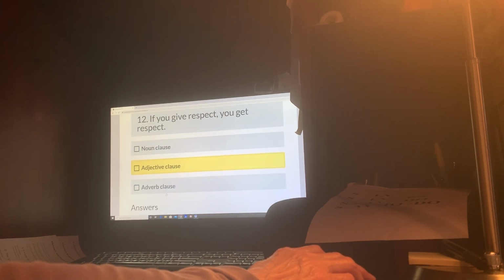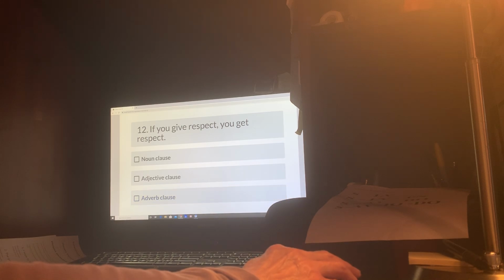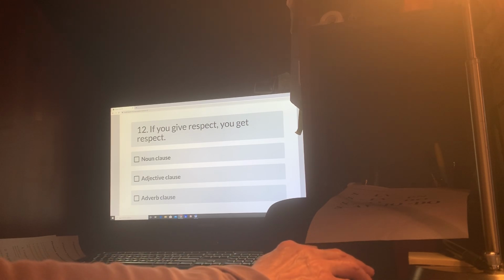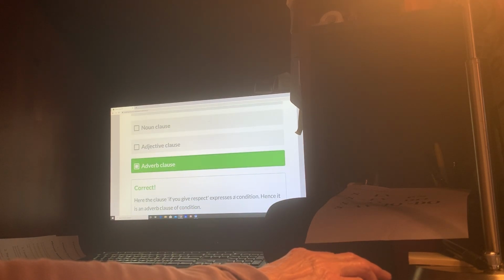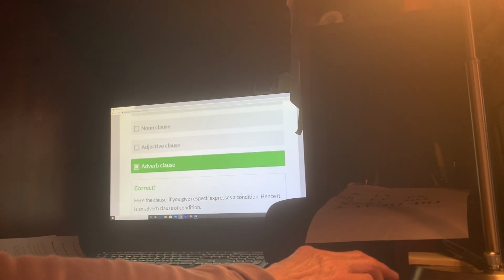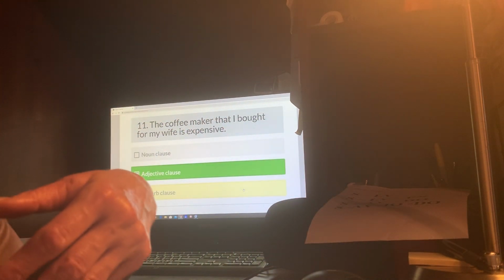If you give respect, you get respect. You give respect, DO. There it is. There's your comma. There's your subordinator, introductory adverbial clause. When you give respect, you get respect. So, adverb clause. Incorrect. All right. Well done.